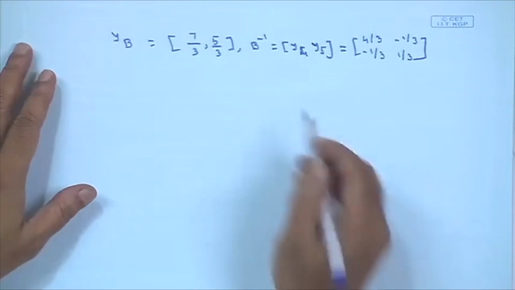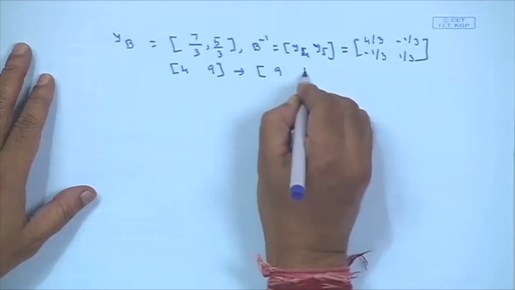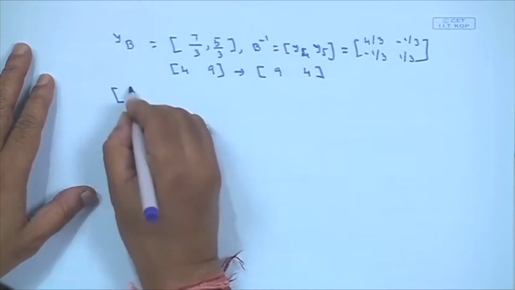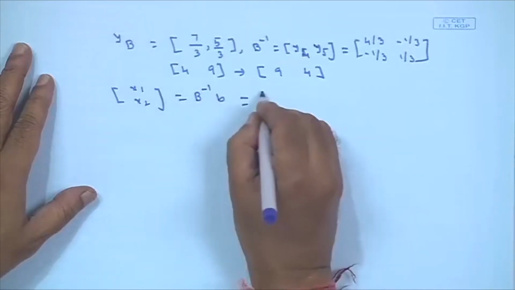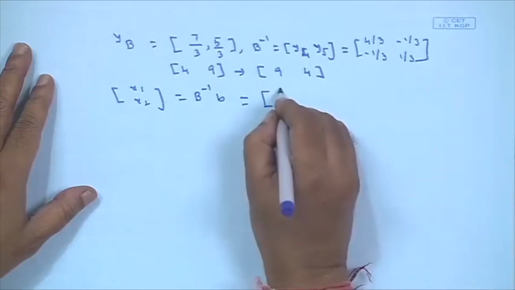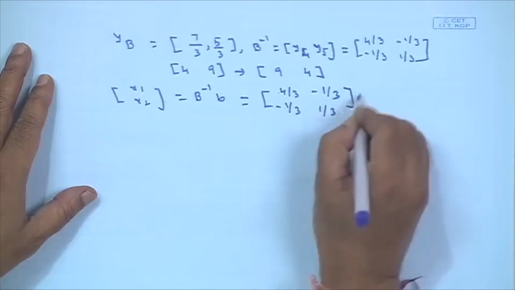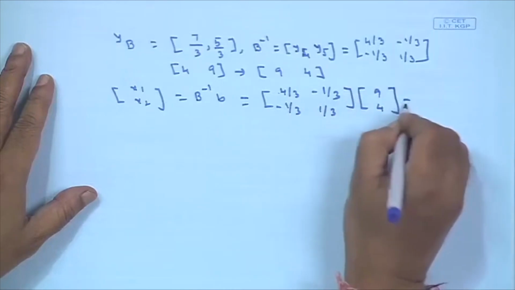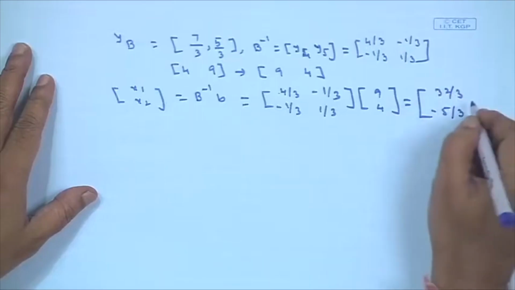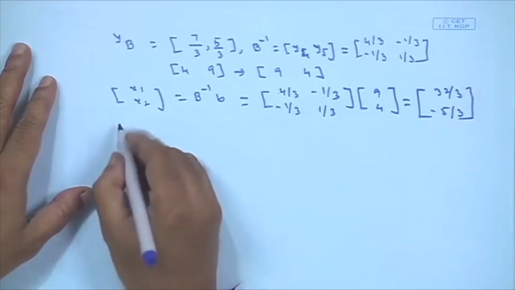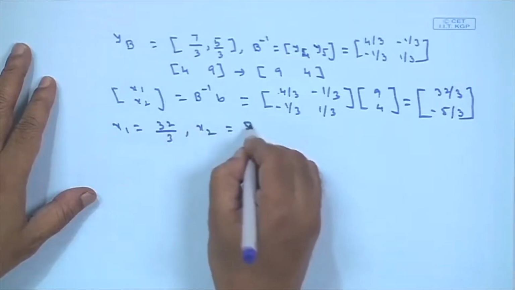So, if I replace 4 9 by 9 4, I am replacing 4 9 by 9 4. So, in that case your x1 x2 is equal to B inverse into b. So, your B inverse is this one, 4 by 3, minus 1/3, minus 1/3, 1/3, and your 9 4. So, it will become 32 by 3 and minus 5 by 3. That means your solution is x1 equals 32 by 3 and x2 equals minus 5 by 3.